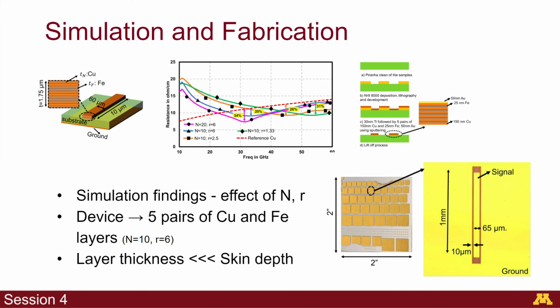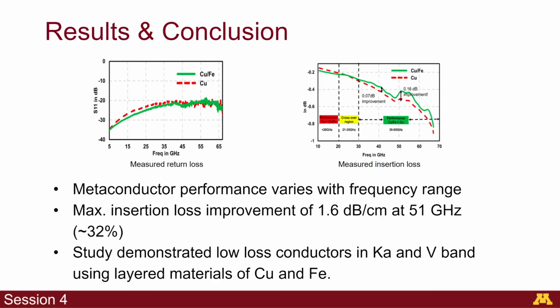For practical experiments, the authors chose a conductor design with 10 layers and a thickness ratio of 6. A layer thickness of 150 nanometers for copper and 25 nanometers for iron was selected, as it is much smaller than the skin depth. Next, the authors tested their device performance and a solid copper conductor for comparison using a network analyzer.